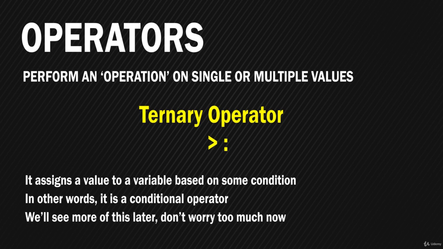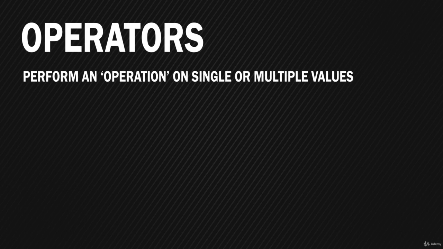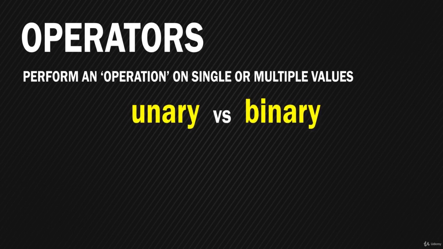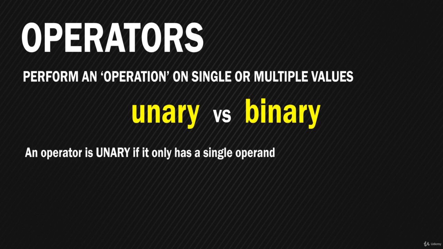Something else I just want to touch on quickly before we move on, and this is important for you to understand. It's the difference between unary operators and binary operators. Remember at the beginning we had 1 plus 2 and I said that plus was a binary operator because it had two operands. So what's a unary operator? An operator is unary if it only has a single operand. So let's take the example x equals negative 10. That negative, that minus sign, is a unary operator.